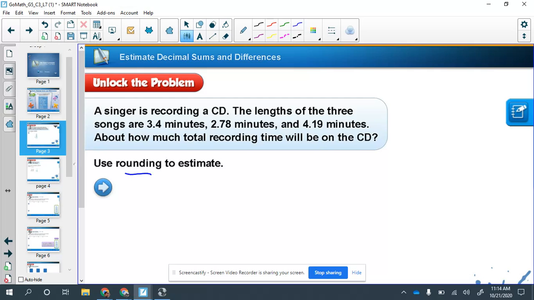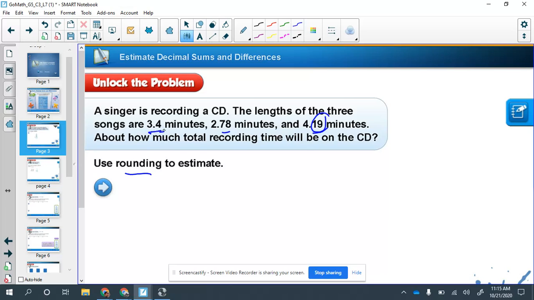Here it says we have a singer recording a CD. The lengths of the three songs are 3 and 4/10 minutes, 2 and 78 hundredths, and 4 and 19 hundredths minutes. About how much total recording time will be on the CD? Now, when we're working with decimals and we're estimating their sums and differences, we aren't really worried too much about the actual decimal places. Right? I mean, if we really think about it, 19 hundredths of a minute is really not a whole lot of time at all. So we're going to round all of these to the nearest whole number or the nearest minute.